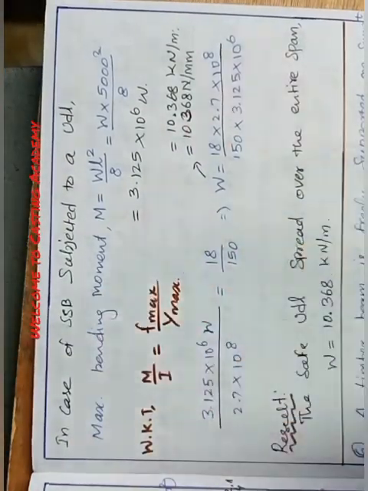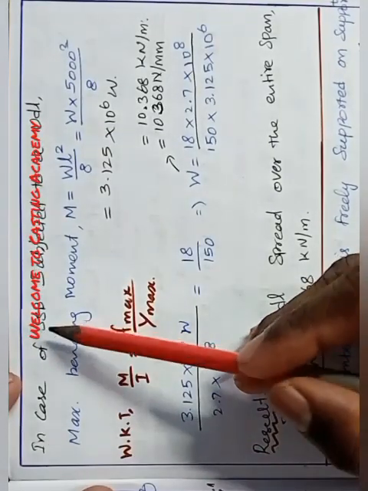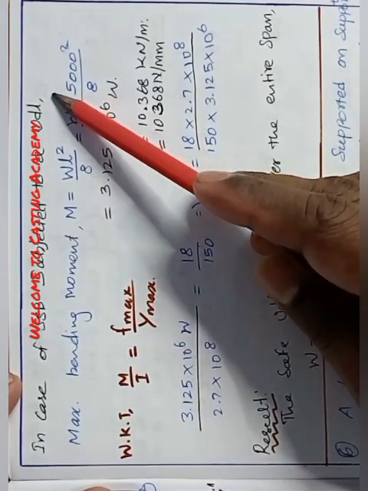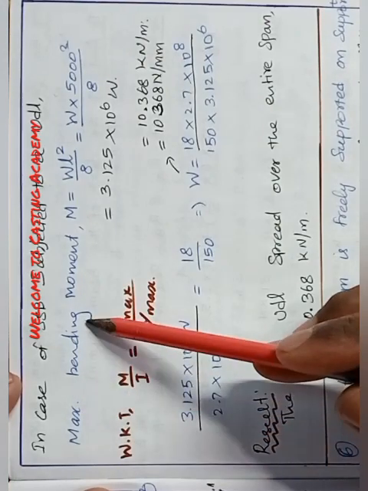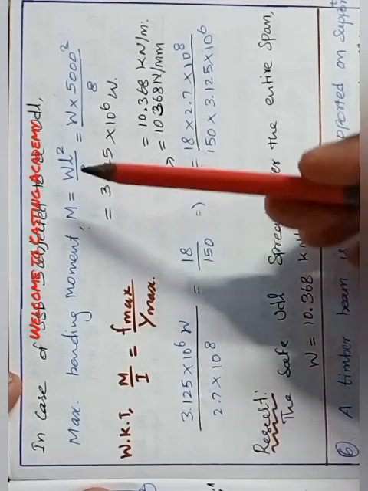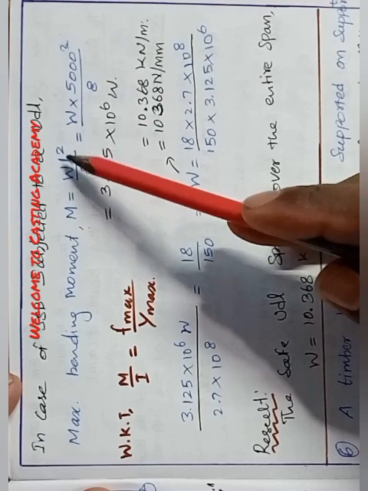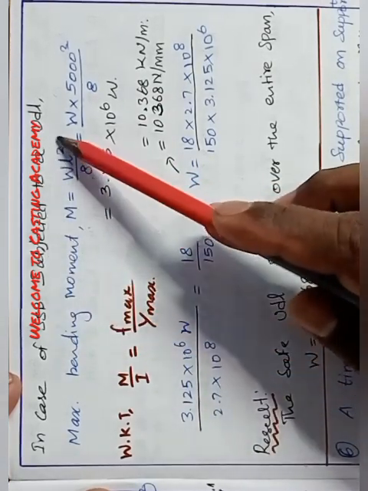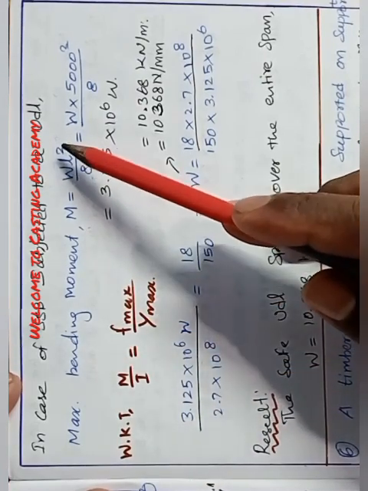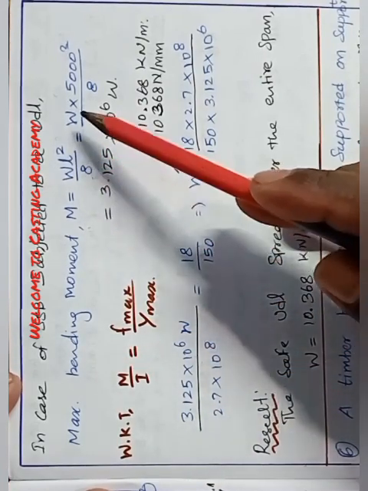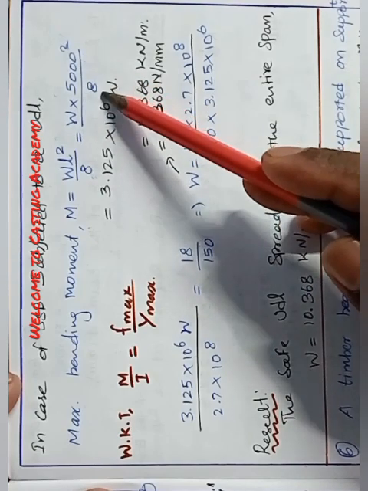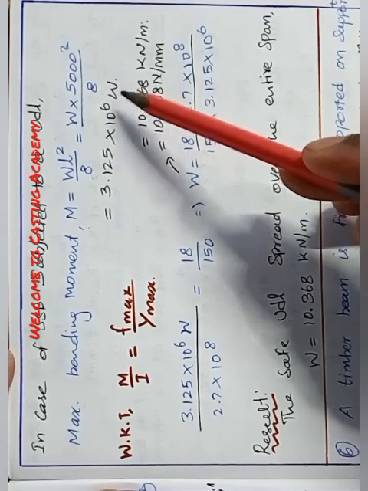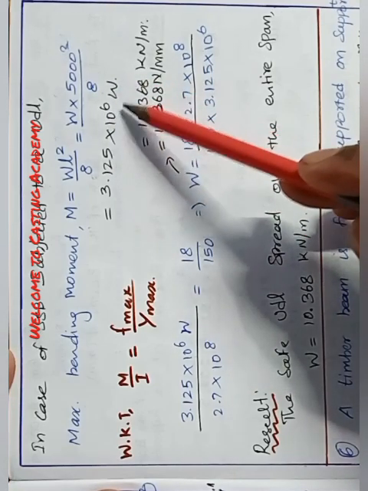In case of simply supported beam subjected to a uniformly distributed load, the maximum bending moment M is equal to WL square divided by 8. So simply supported beam, UDL, maximum bending moment M equal to WL square divided by 8. So W into 5000 square divided by 8. Answer is 3.125 into 10 power 6 in terms of W. The answer in terms of W.